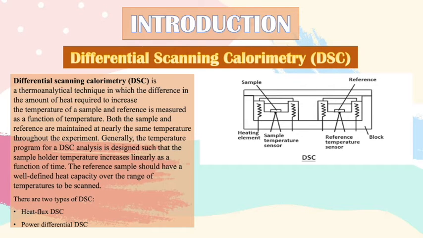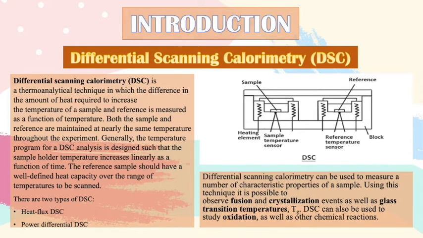This is the schematic diagram for DSC. Some of the applications of this technique is to observe fusion and crystallization events as well as glass transition temperature. It can also be used to study chemical reactions like oxidation, for example.